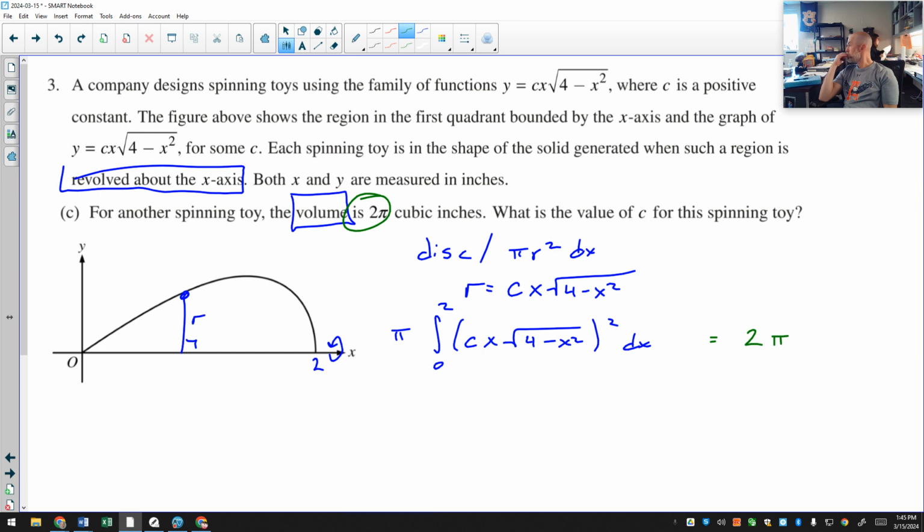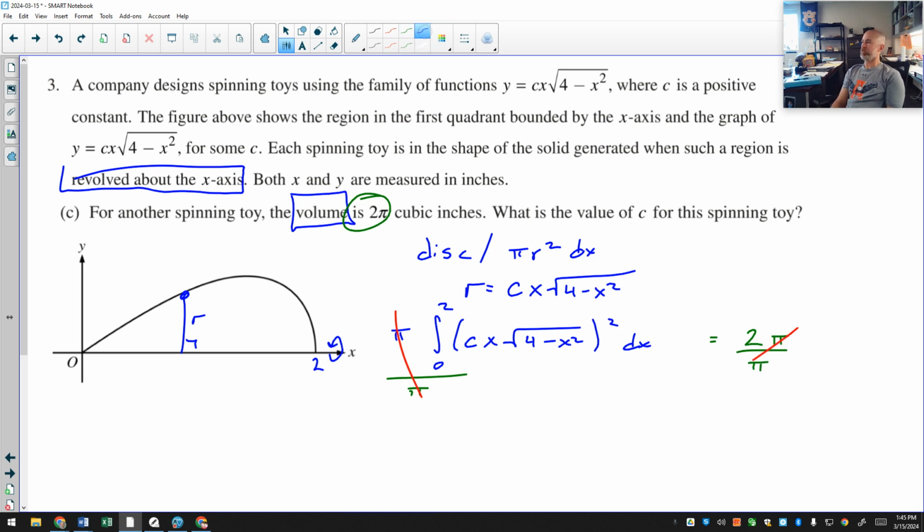I'm not going to worry about the 2 pi until I've done a lot of work with that antiderivative. The 2 pi is going to come into play at the very end. You can divide both sides by pi, if you want to get rid of those. That's a little bit of help.